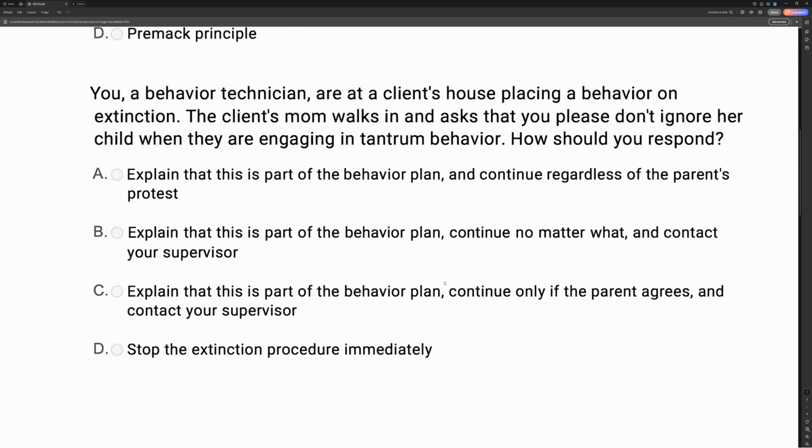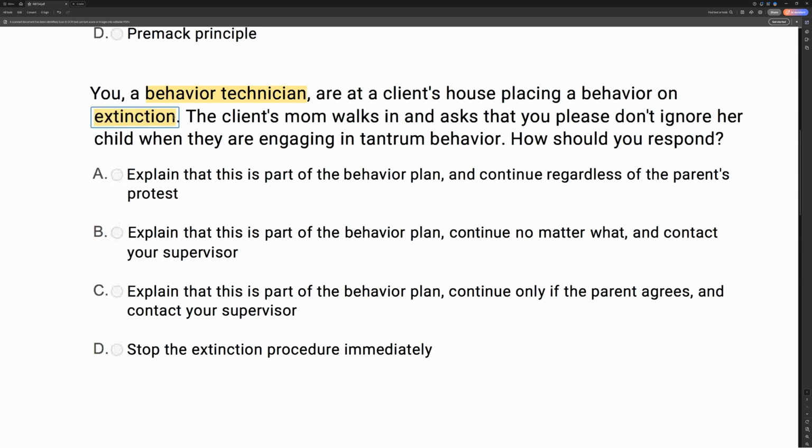You, a behavior technician, are at a client's house placing a behavior on extinction. The client's mom walks in and asks that you please don't ignore her child when they are engaging in tantrum behavior. How should you respond? So this can be a tricky situation for a technician. And in this case, you're the technician, you're at the client's house, and you're using extinction.